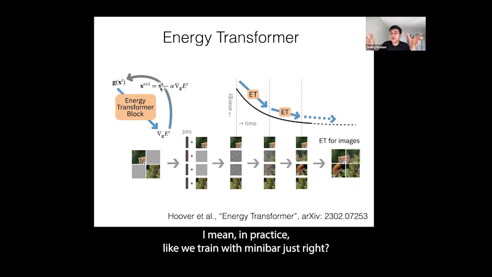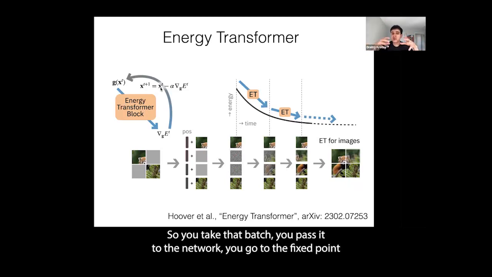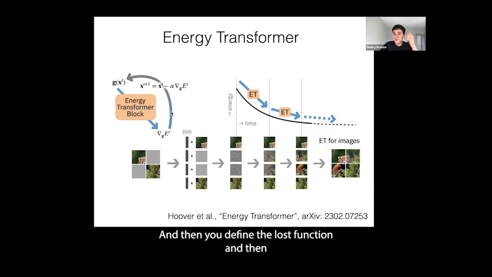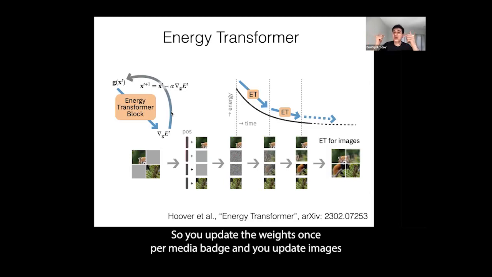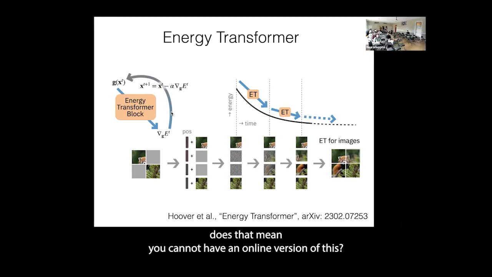In practice, we train with mini batches, right? You take a batch of images, the weights are fixed, you pass the batch to the network, and you go to one fixed point for every image. Then you collect the fixed points for all the elements of the mini batch, and you define the loss function. Then you take the derivative of the loss function with respect to weights. So you update the weights once per mini batch, and you update images throughout the whole evolution on the energy descent. So does that mean you cannot have an online version of this algorithm?